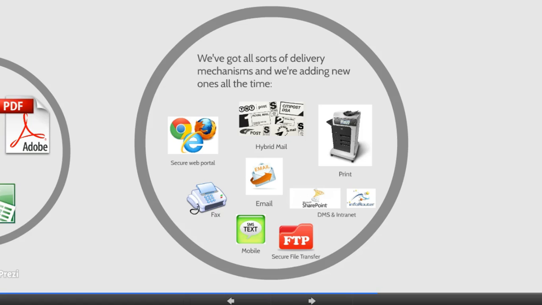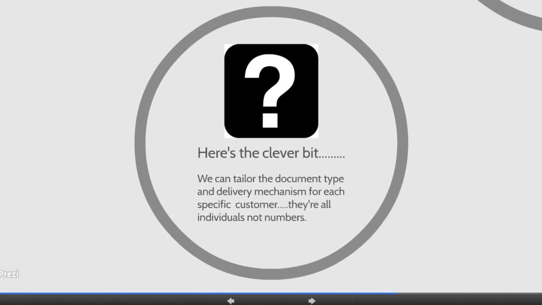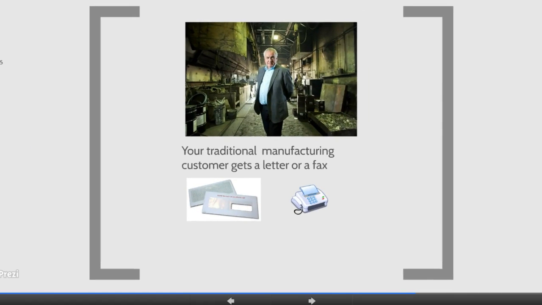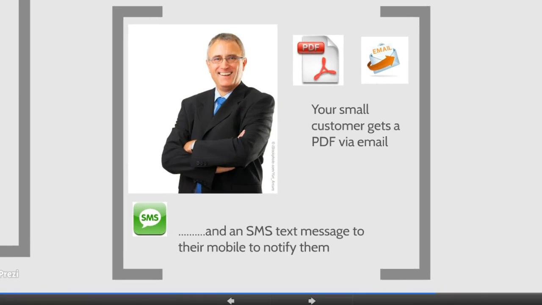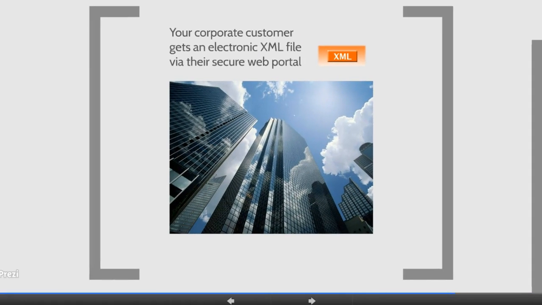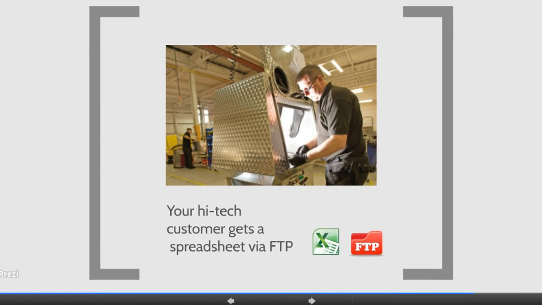But here's the clever bit. We can tailor each delivery channel to each customer. Perhaps your traditional customer gets a letter or a fax. Your small customer gets a PDF via email, or perhaps an SMS message to notify them when you've shipped a parcel. Your large customer, who has a defined trading standard, may get a compliant XML data file. And finally, a high-tech customer gets a CSV or an Excel file via an FTP process. In other words, each customer gets the document delivered in the format that's appropriate to them.